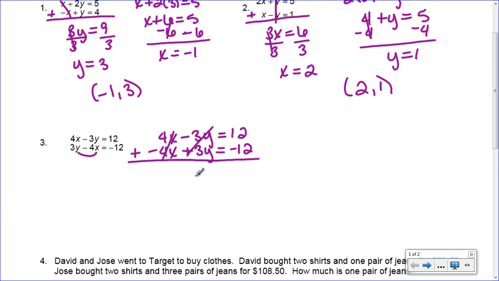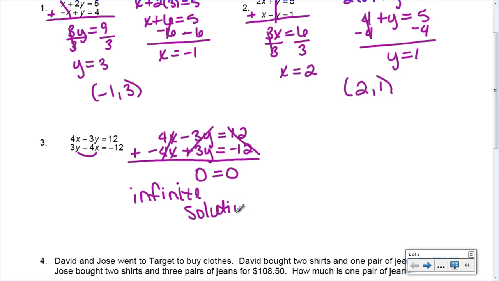The y's cancel because they're equal but opposite. But my constants over here also cancel because they're equal but opposite, leaving me with 0 equals 0. And that is a true statement. 0 really does equal 0. And so when this happens, what you have is infinite solutions.